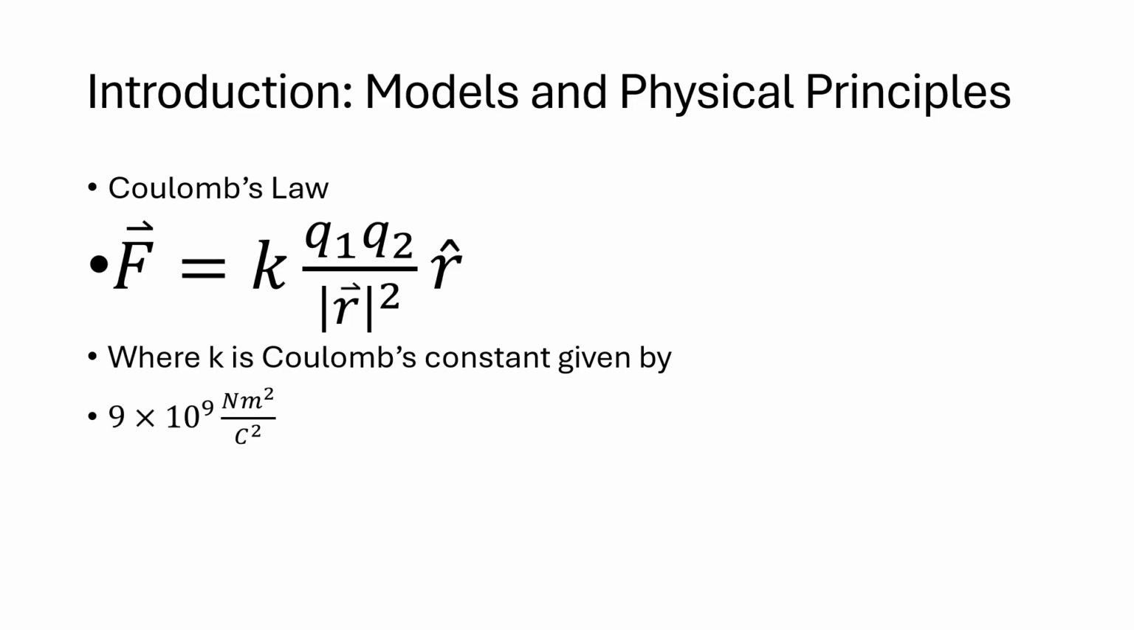Then we have Coulomb's law, which states that the force between two charged particles is given by the following formula, where Q1 and Q2 represent the charges of the two particles, and R is the vector pointing from the source charge to the charged particle being acted upon. K is Coulomb's constant, given by 9 times 10 to the 9 Newton meters squared per Coulomb squared.